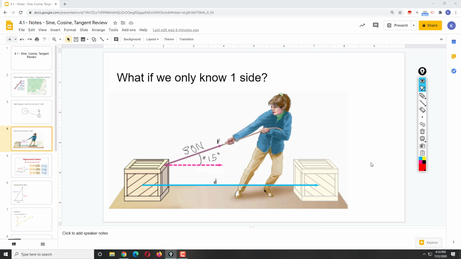So to figure out how the box is going to move, we have to figure out how much force is being exerted to the right. We want to figure out what this is. To do that, we have a right triangle like this.